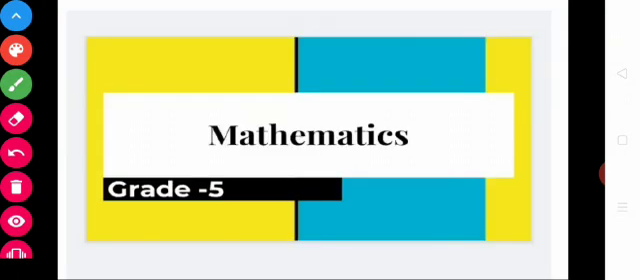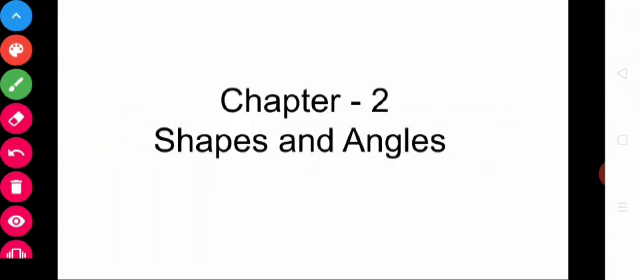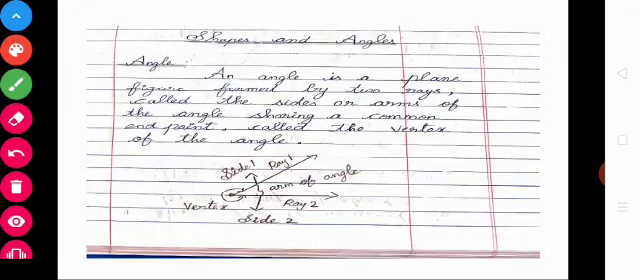Today we are going to see grade 5 maths. Today we can revise for the terminal examination. Okay, in that unit 2, what is the lesson name? Shapes and angles. Do you remember the topic, children? Yes, okay, let me start. Shapes and angles.